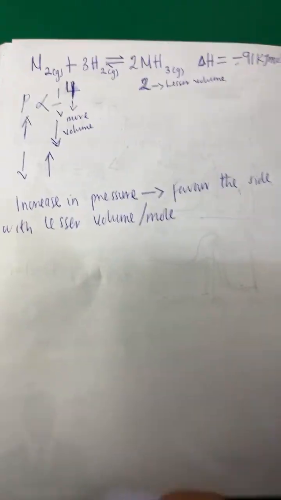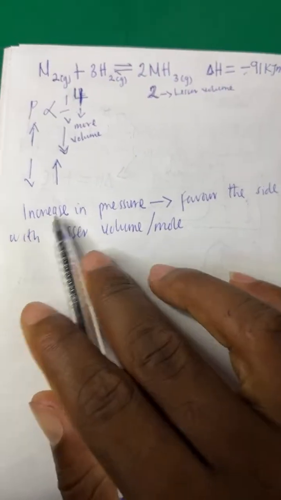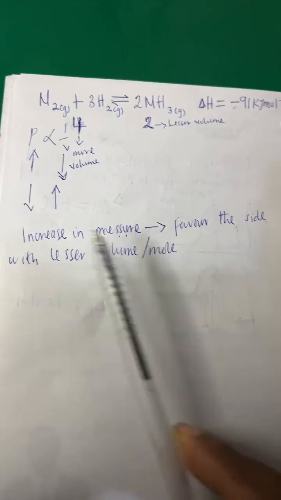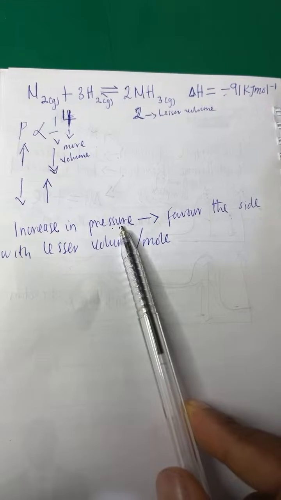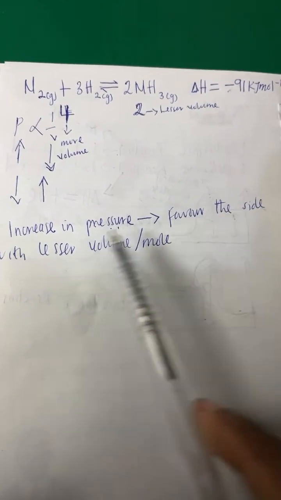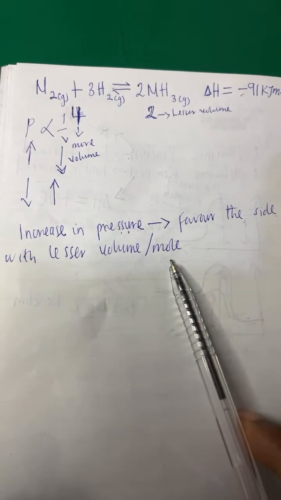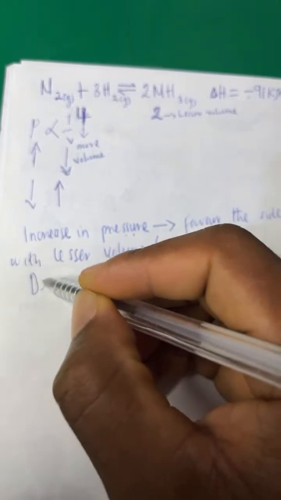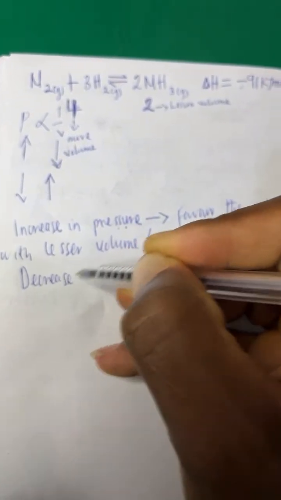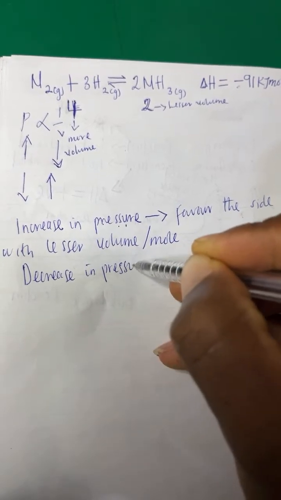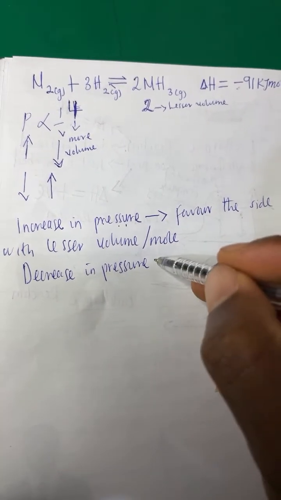Do you understand? If there is an increase in pressure for this particular reaction or for any type of reaction, the reaction will favor the side with the lesser volume, and vice versa. When I say vice versa, it means that if there is a decrease in pressure, you should not forget this. This thing is very important too.